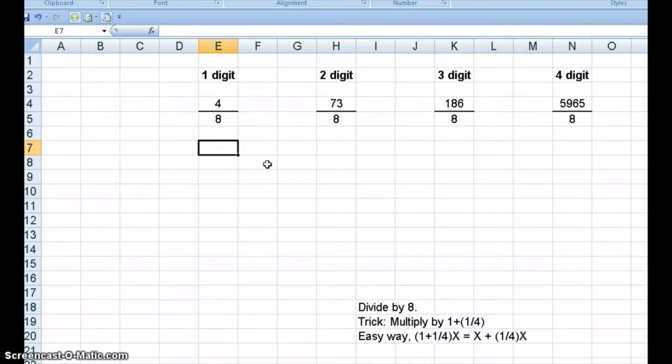Okay? So let's just do 4 divided by 8. I mean, we know the answer is 0.5, but let's just practice. You take 4, divide by 2, you get 2. Divide by 2 again, you get 1. You add 4 to that, you get 5. And then you shift the decimal over, so the answer is 0.5.